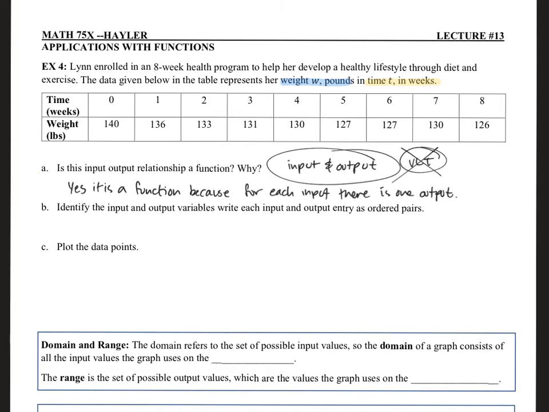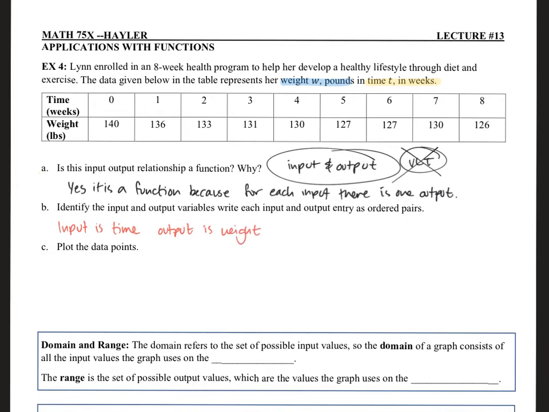Okay, so for B, identify the input and output variables and write each input and output entry as ordered pairs. Alright, so the input variable is our time, because to figure out how much she weighed at a certain point, we're going to take a look at the time. So the input variable is time, and the output is the weight. So the weight is dependent on the amount of time that has passed.